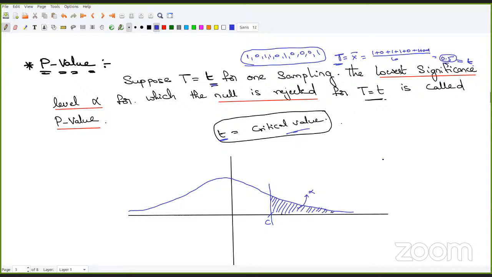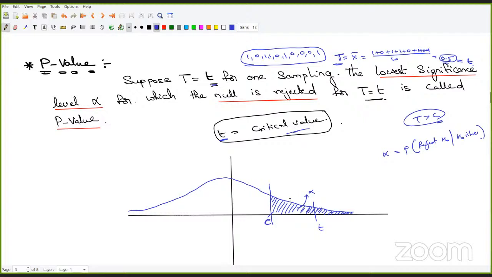So this will be the alpha, because alpha is nothing but the probability of rejecting H0 when H0 is true. So we are going to reject when T is greater than c. This alpha is actually the area under this curve. And let's suppose you have some t here. This is the t.